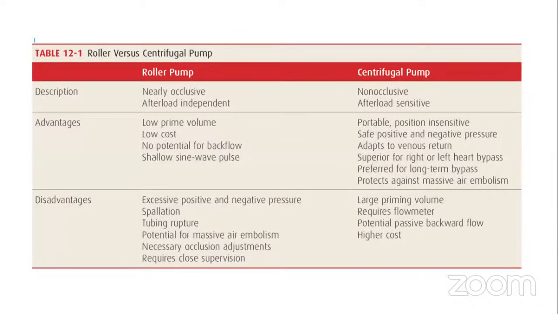This table summarizes the difference between roller pump and centrifugal pump. Roller pump is mainly nearly occlusive and afterload independent. Advantages: low prime volume, low cost, no potential for backflow. Disadvantages: excessive positive and negative pressure, tube rupture, potential for massive air embolism, and requires close supervision. While centrifugal pump is non-occlusive, afterload sensitive, portable, position sensitive, and has safe positive and negative pressure, adapts to venous return, superior for right or left bypass. Disadvantages include large prime volume, requires a flow meter, potential backflow, and high cost.